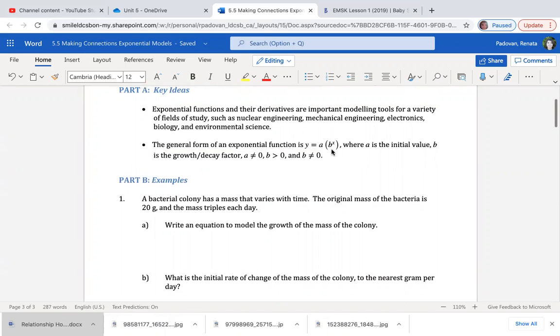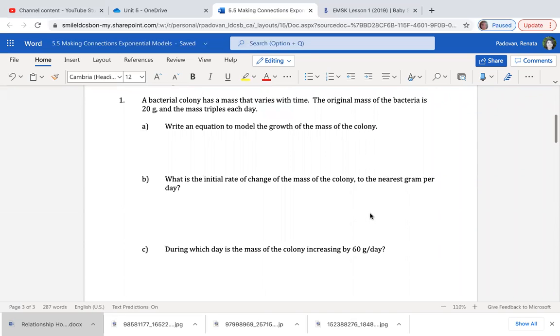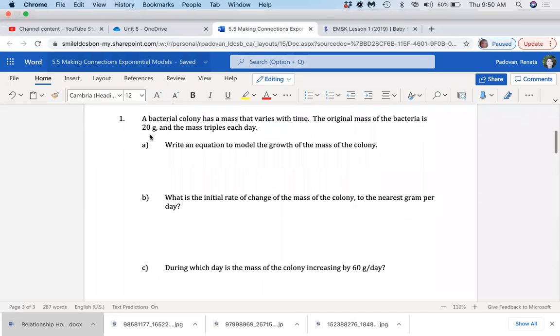So again, exponential functions in the past, right? You might have been reading things talking about half-life, or if something is double its lifespan, and plugging that into the equation last year. So number 1, a bacterial colony has a mass that varies with time. So is it getting bigger or is it getting smaller? The original mass of the bacteria is 20 grams.